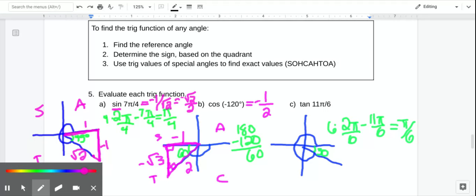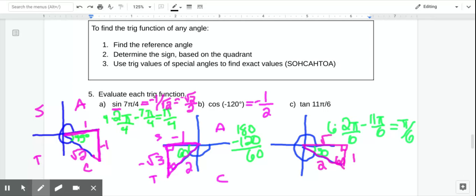So now we are going to draw our special right triangle. It's a 30, 60, 90. Across from the 30 is 1. The hypotenuse is 2. The side is root 3. Remember, you have gone right and down, so that's going to be negative. And we want to find the tangent. Tangent is opposite over adjacent, so that's going to be -1 over root 3. When we rationalize that, we get negative root 3 over 3. So the tangent of 11 pi over 6 is negative root 3 over 3.